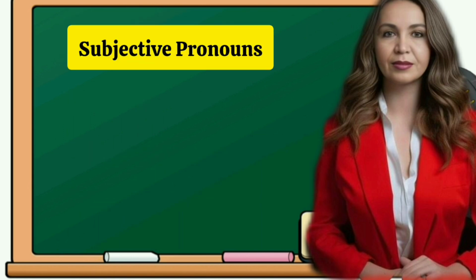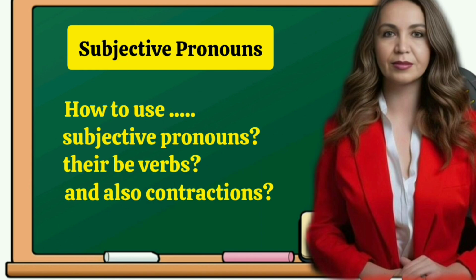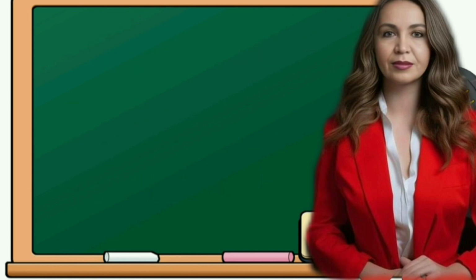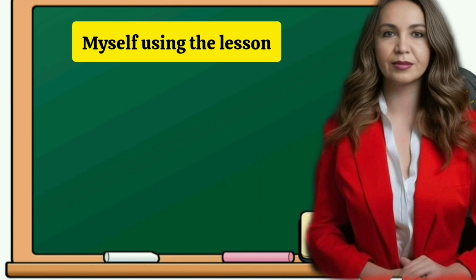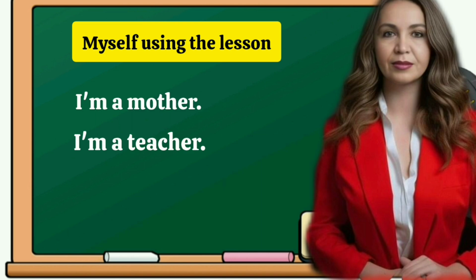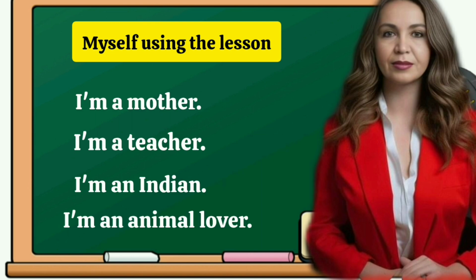I hope this video helped you to understand the subjective pronouns and the be verb and also how to make them into contractions. Now I want to share a little bit about myself using the lesson. So let us look here. First, I'm a mother. I'm a teacher. I'm an Indian. I'm an animal lover.